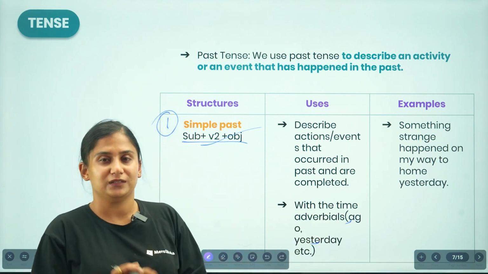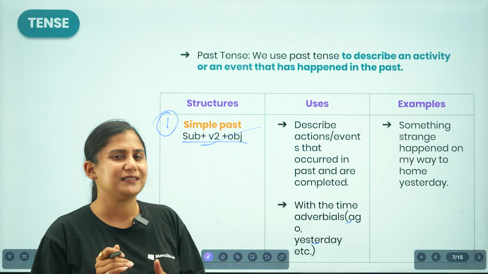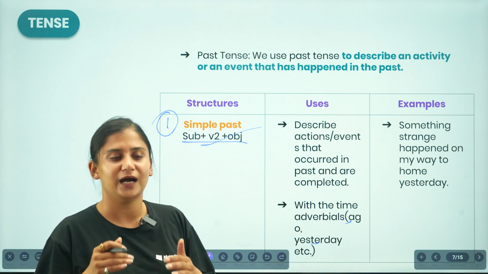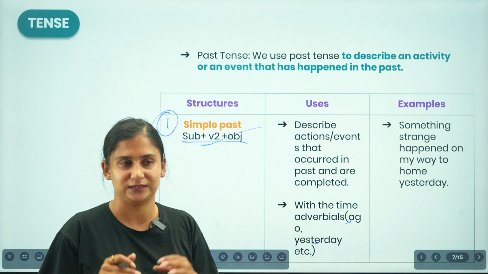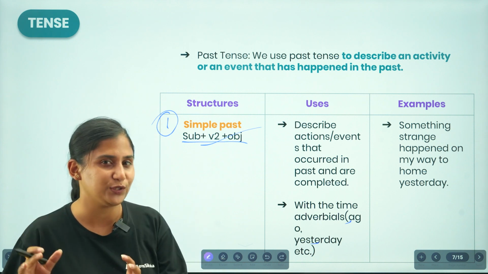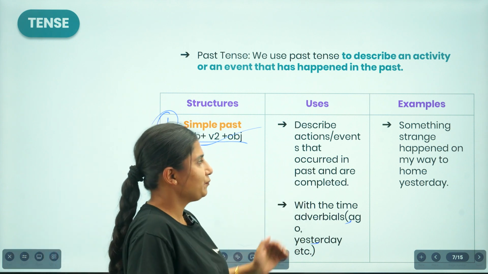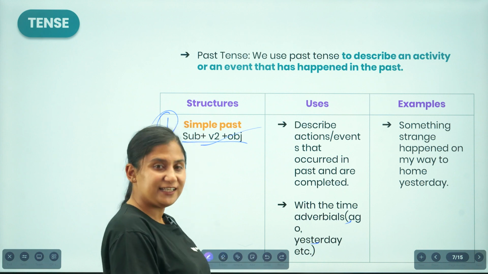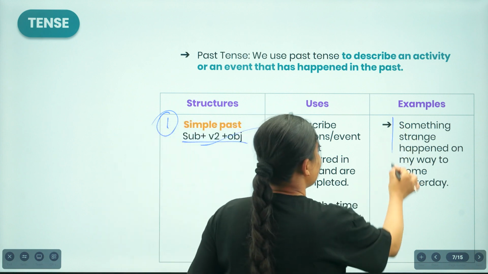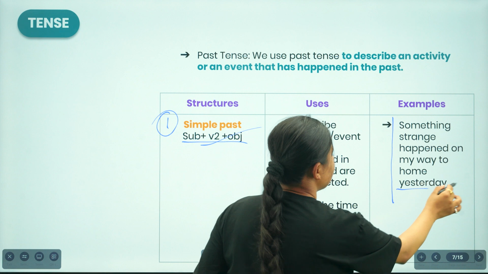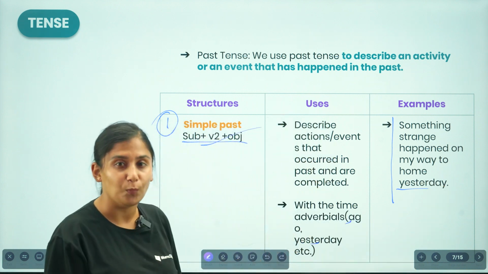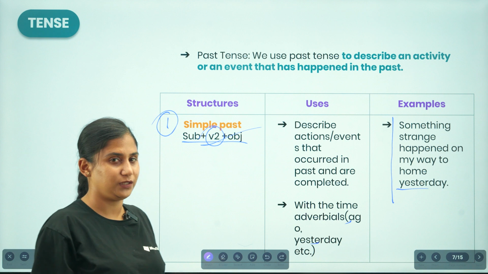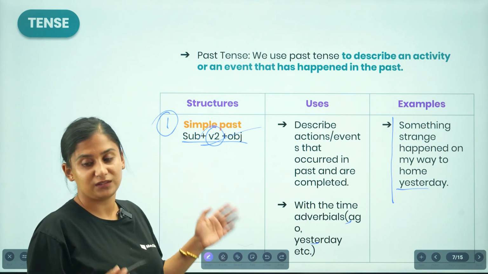So this is quite an easier one for all of us. This is something that does not drag us into second thoughts, right? So, something strange happened on my way home yesterday. This sentence indicates that something happened yesterday on her way back home. So remember, we are supposed to use this verb form whenever we are talking about something that happened in the past.